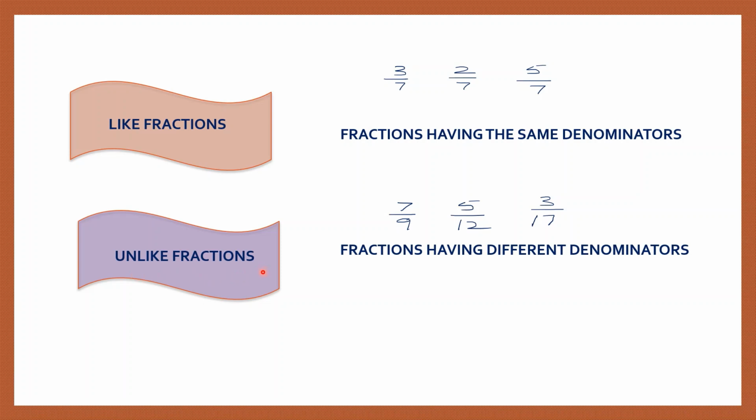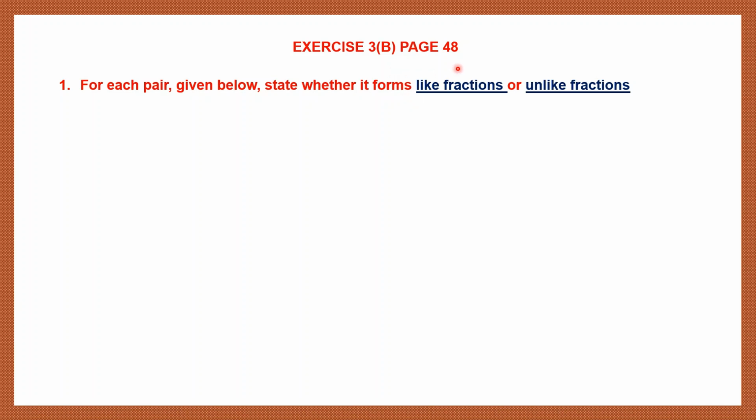So let's begin with the exercise. Exercise 3b is on page number 48. Question 1. For each pair given below, state whether it forms like fractions or unlike fractions. So the first pair is 5 by 8 and 7 by 8.